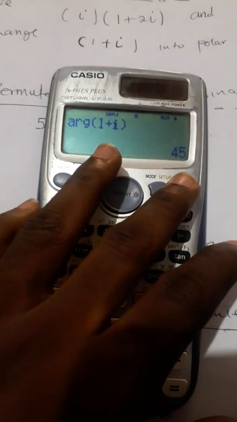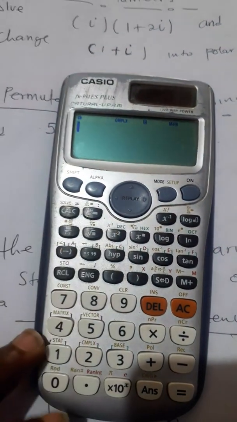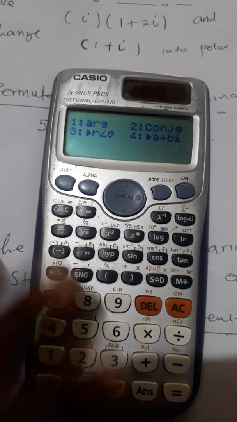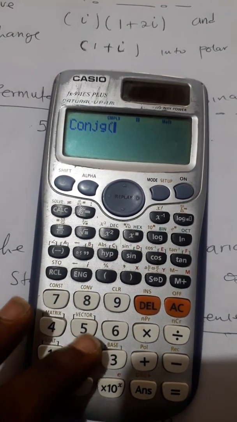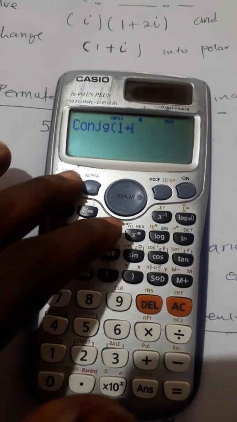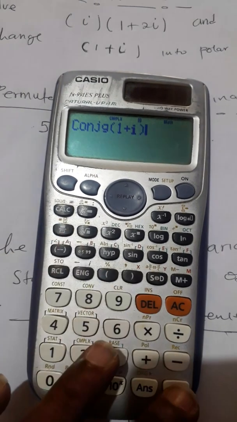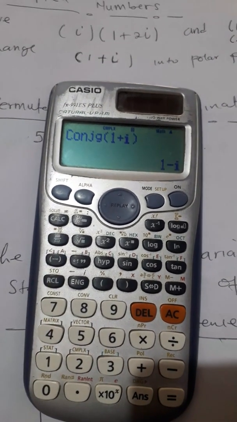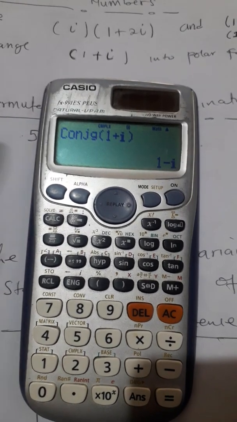Let's say I want a different thing. Once you are in the complex mode, press shift plus 2, and then you can press 2, the conjugate of 1 plus i, and this gives me the conjugate to be 1 minus i. That is the solution, the conjugate for it.